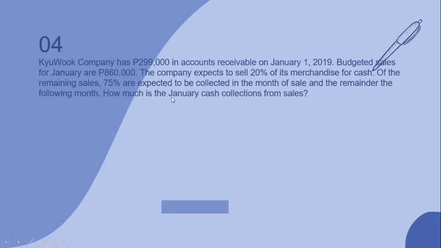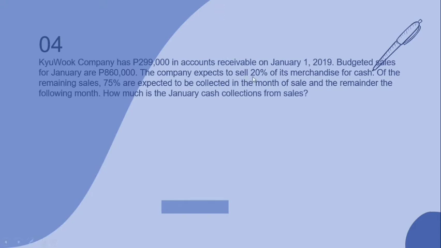So, 20% sa budgeted sales daw is for cash. So, meaning, ang 80% is for utang, for credit. Unya, sa 80% na credit, ang 75% daw will be collected. So, of the credit sales, ang 75% is collected siya on the month of sale. Unya, ang remaining na 25% is sa following month.